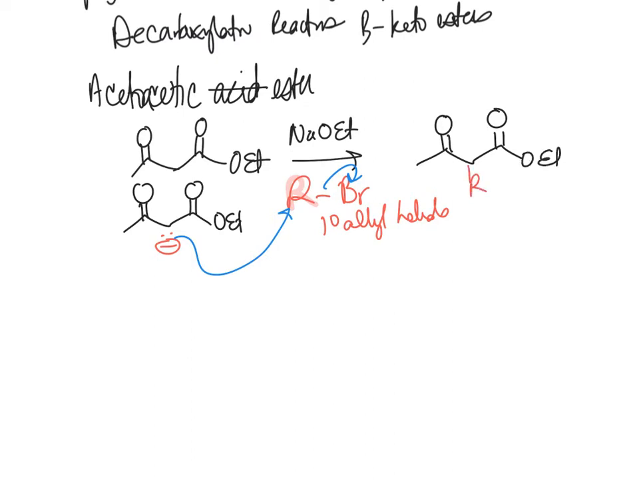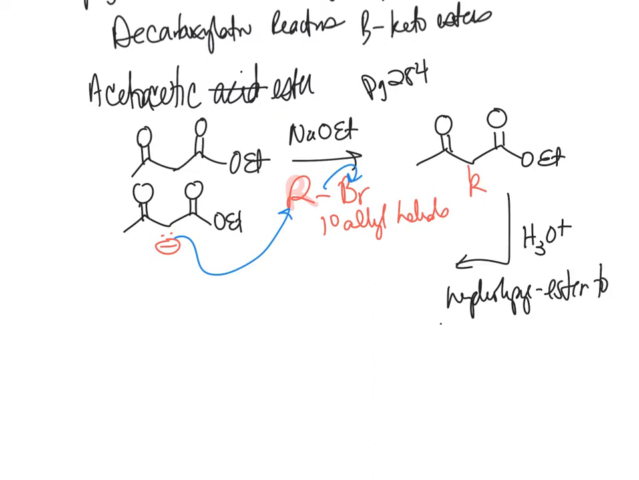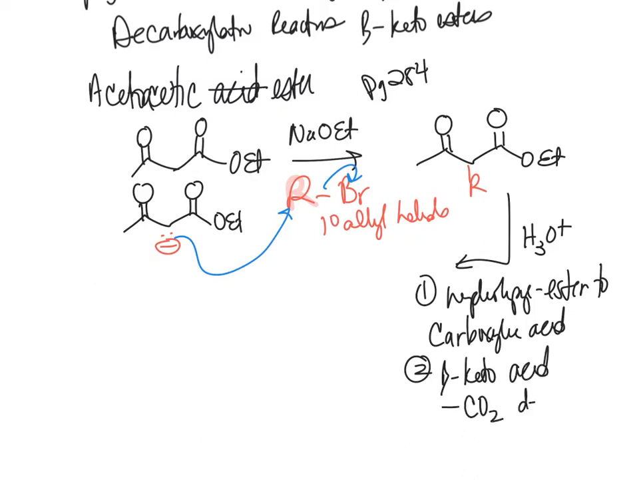Now, what you're going to learn on this page, page 284, is that when you take this and you treat it with acid, you can hydrolyze the ester to the carboxylic acid. And then when you have a beta keto acid, it will undergo decarboxylation. So you're going to lose this whole group here. Okay, so you're going to lose this whole group. And we're going to see what that looks like, okay? So that's the whole point of this.